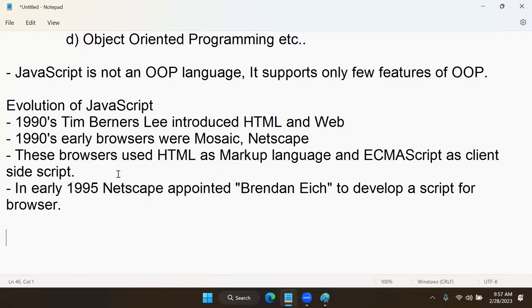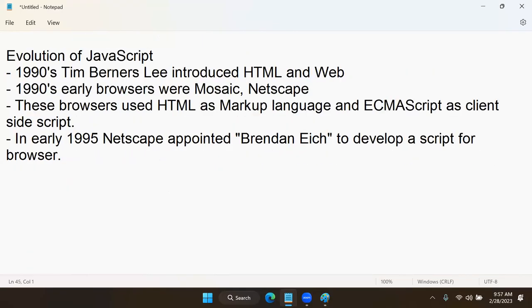Netscape company appointed Brendan Eich to develop a script for the browser. We call Brendan Eich the father of JavaScript. He is the inventor of JavaScript. He developed the concept of JavaScript. Brendan Eich is very popular. Mozilla Firefox is the browser he designed. He is the architect of Mozilla. He was CEO of Mozilla for several years. Just a few years back, he resigned from the CEO role of Mozilla.